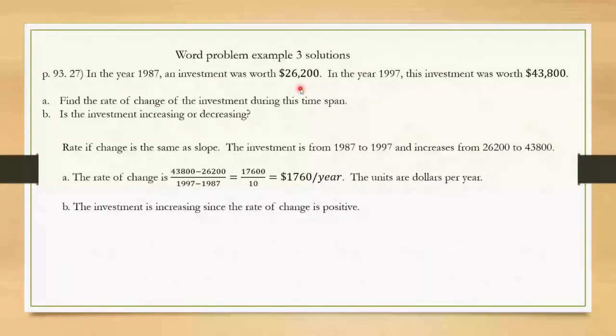Notice also, once you knew it was increasing linearly, from the question alone, you should get a positive slope, a positive rate of change, right? Because as time increased, the value of the investment increased. So from there, you should have been able to determine that the rate of change is positive.